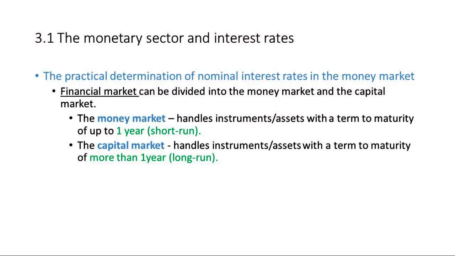Now, practically, these interest rates are determined in the money and the capital market. The money market handles instruments or financial assets that have a term to maturity of up to 1 year, and this is the short run side of the market. On the long run, you have the capital market where the instruments or the assets have a term to maturity of more than 1 year.